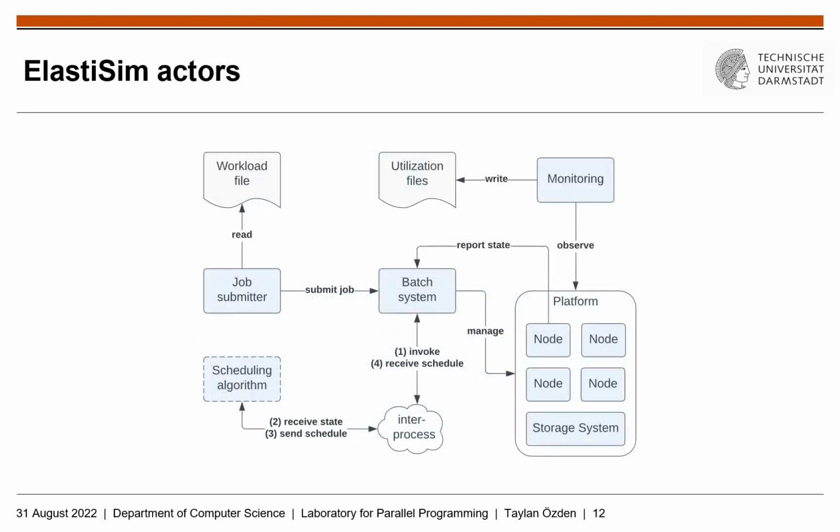Here you can see the different actors and how they interact with each other. On the very left, you can see the job submitter reading the workload file, simulating user behavior by submitting jobs to the batch system. The batch system is invoking the scheduling algorithm. The scheduling algorithm receives the state, sends back a schedule, and after receiving the schedule, the batch system will manage the platform by assigning nodes to jobs. So every node also reports its state to the batch system, so that the scheduling algorithm is always aware of the state of the nodes.